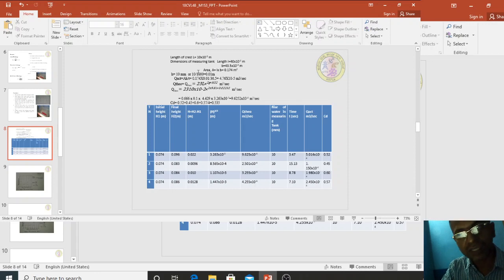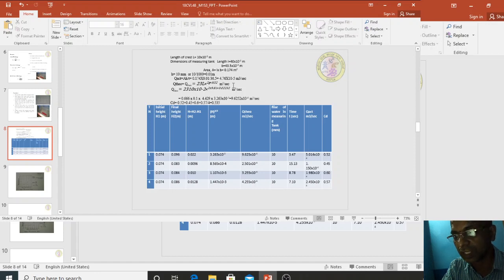It will be one and the same. Q actual is equal to AH by T. I have given one example to calculate that value: 0.174 into 10 mm, that is 0.01, divided by 36.5. Whatever value comes, you calculate it. So that will give Q actual.